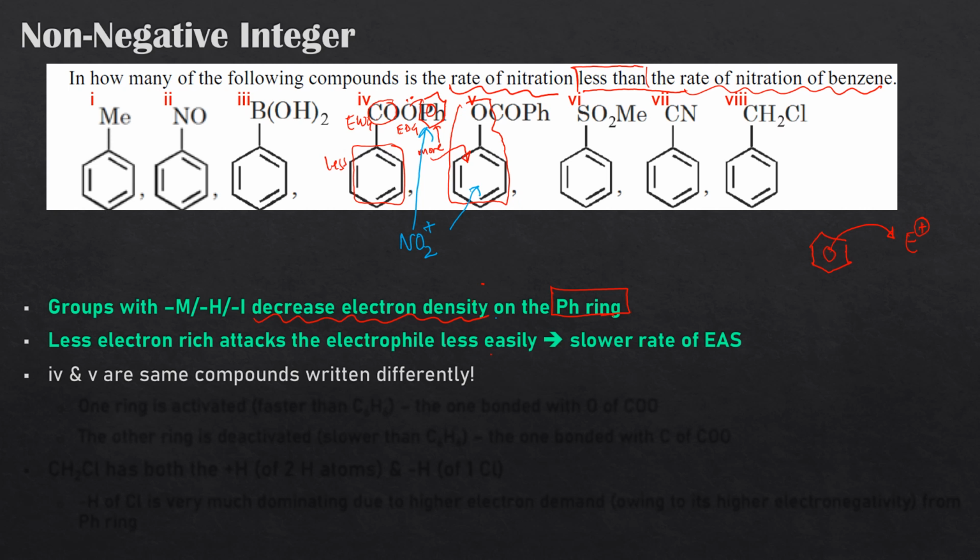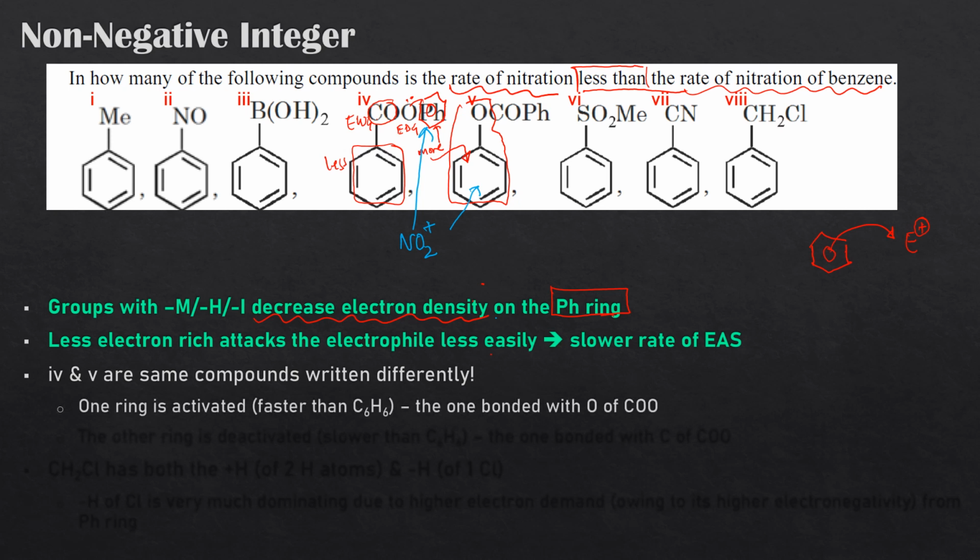That is going to attack the NO2+ as the electrophile, and the rate of reaction for either of these two compounds, because they are actually the same compound written in a different way, we need to compare with respect to the ring which is richer in electrons. So the phenyl ring is always going to be electron richer. This is going to react faster in comparison to the benzene ring. So this is not going to be our answer. This is going to be faster than the benzene ring.